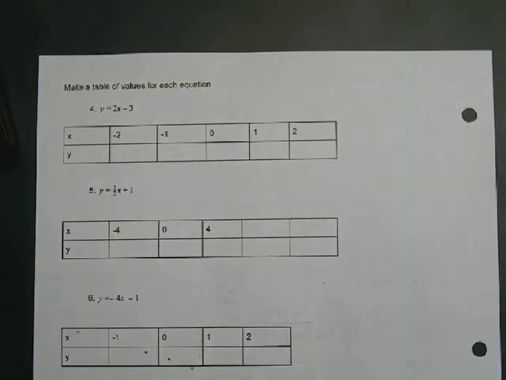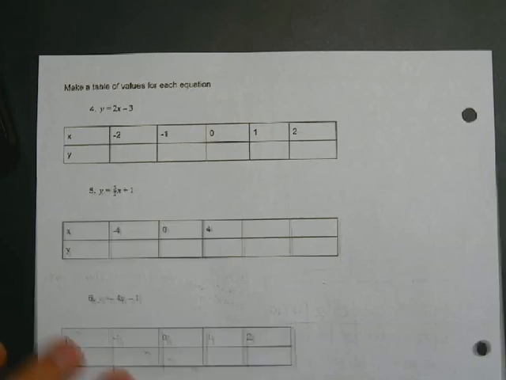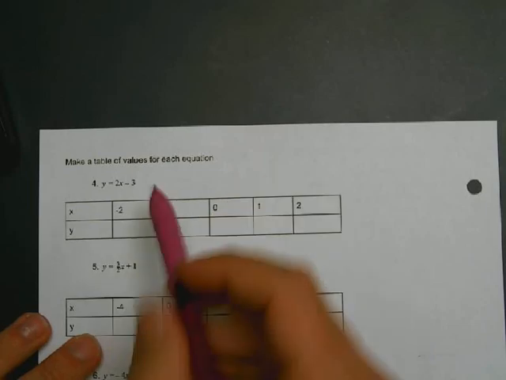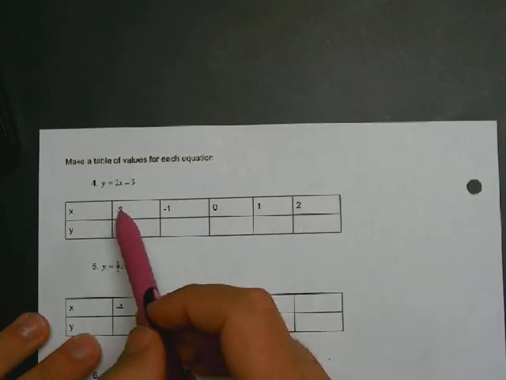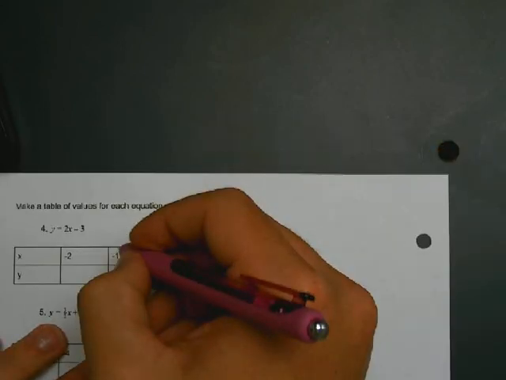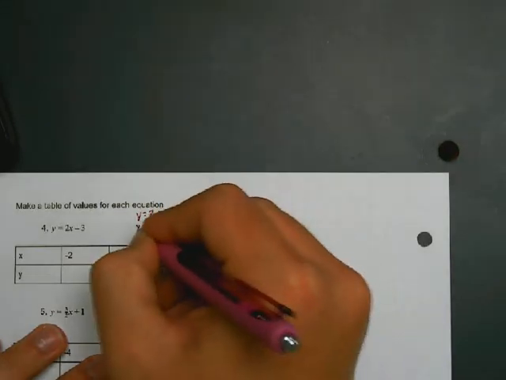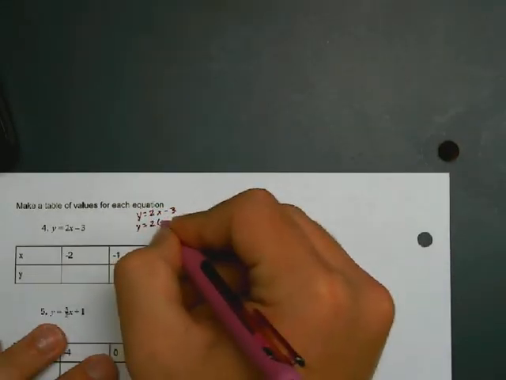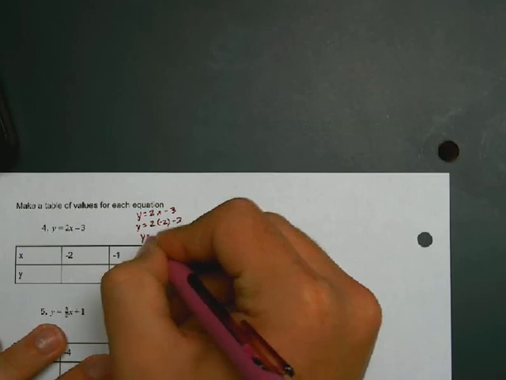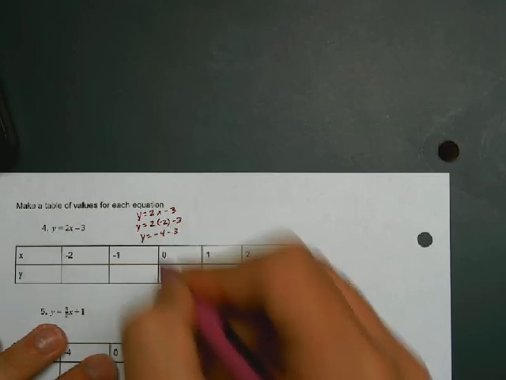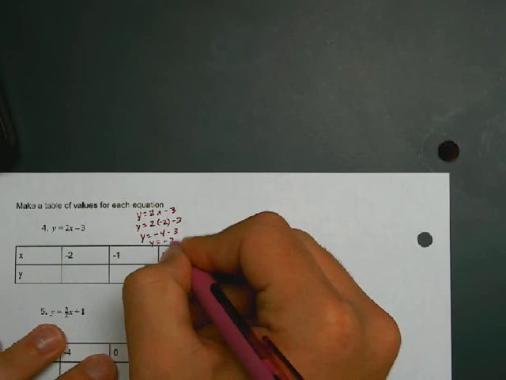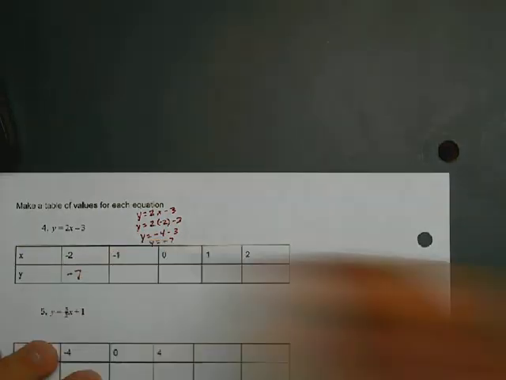So the back side looks at number 4. Let's look at number 4 real quick. You have your x values. The only thing you have to do is substitute that into the x each time to find your y. So my first one is y equals 2x minus 3. So y equals 2 times the first x, negative 2, minus 3. That would be y equals negative 4 minus 3, which gives me y equals negative 7. So when x is negative 2, y is negative 7 with that equation.